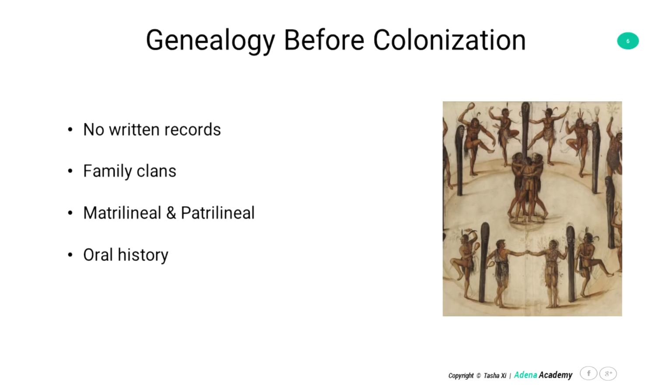So once again, let's go over that. Before colonization, there were no written records. We had family clans. So some of the surnames are actually the clan names. And that applies to America, Europe, even Africa, different places. Your surname was your clan name, or it could be an Anglicized, an English version of your indigenous name.